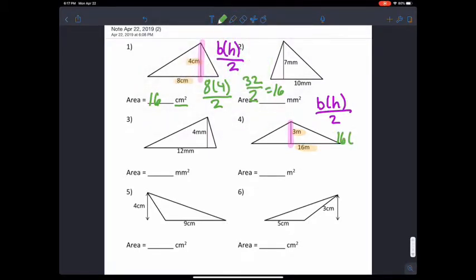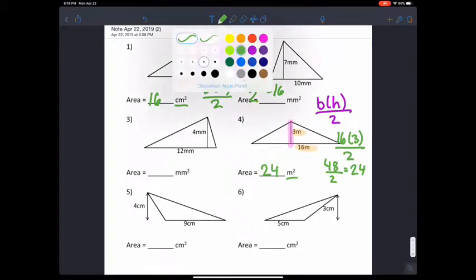And so now we're going to plug it in. 16 times 3 divided by 2. 16 times 3 is 48 divided by 2. And your answer is 24. So 24 meters squared. Again, the squared unit because it's area.